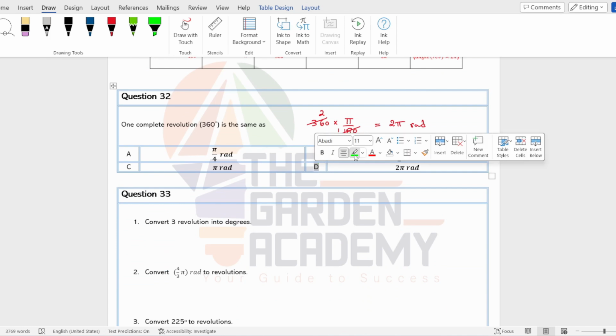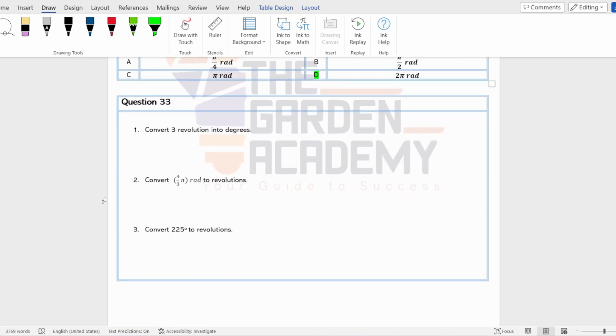Let's highlight it. Question 33. Convert 3 revolutions into degrees. Convert 4/3 pi radians to revolutions, and convert 225 degrees to revolutions. Let's start with the first one. To convert from revolutions to degrees, we just multiply by 360. So we will say this is equal to 3 times 360. That is equivalent to 1080 degrees.